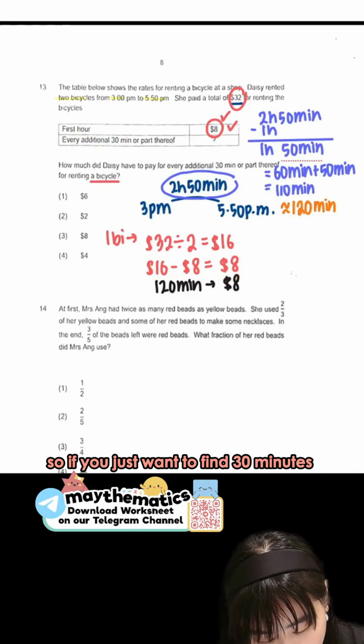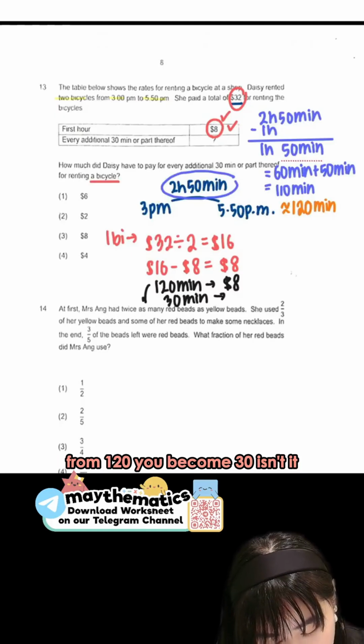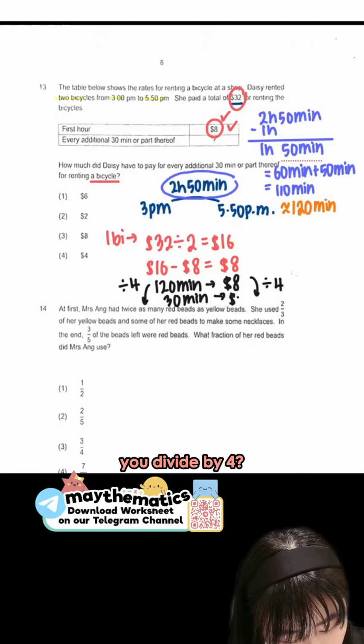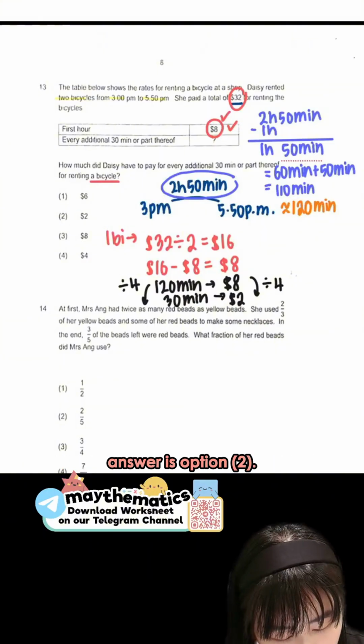So if you just want to find 30 minutes, from 120 you become 30, isn't it? You divide by 4, right? You'll get $2. So every 30 minutes or part thereof, you need to pay $2. Answer is option number 2.